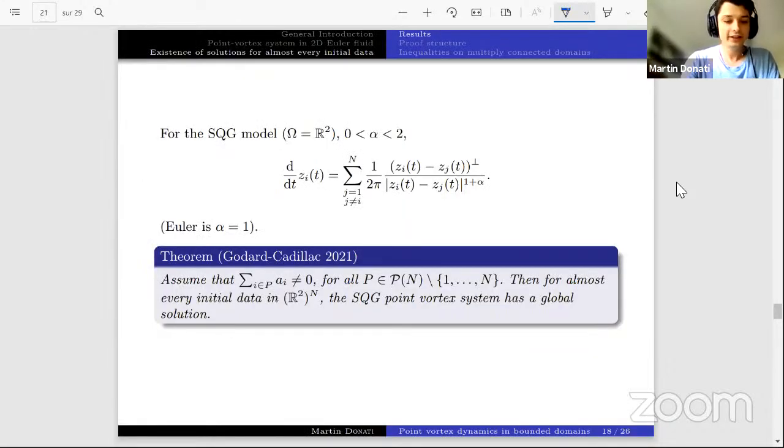Let me mention quickly that for the HQG model, the same result has been proved very recently. It's a theorem from Godard-Cadillac. He states that for the HQG model, also the point vortex system has a global solution, and he even removed the condition that the sum of every masses must be zero. All the sub-sums must not vanish, but not the total sum. So this extends the theorem of Marchioro and Pulvirenti that we just saw.